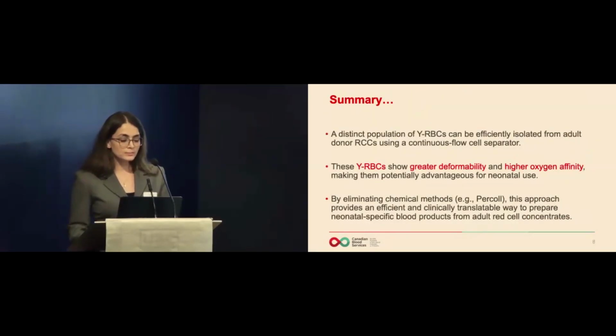So here is the summary. A distinct population of young red blood cells can be efficiently isolated from the RCC units, and these young red blood cells show higher deformability and higher oxygen affinity, which are more suitable for infants. And we can eliminate some methods like Percoll by having this approach. Thank you, and I'd be happy to take any questions.